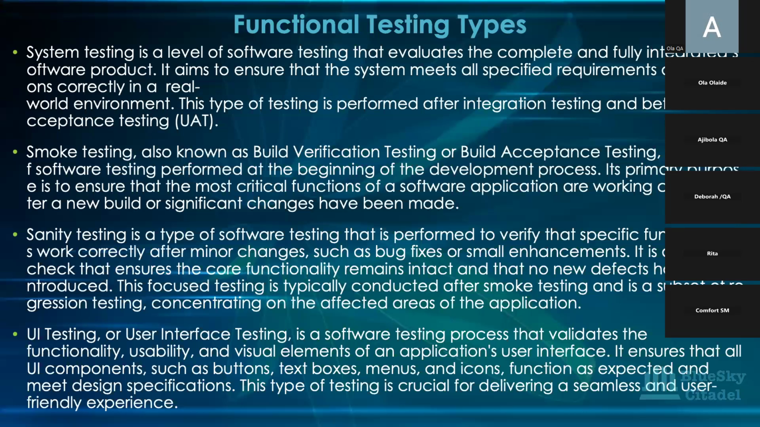So it ensures that all UI components, such as the button, the text box, the menu, the icon, right, function as expected and meet design specification. This is very, very important, especially when you are doing mobile applications. If you've noticed, if you are using iPhone, you'll notice that all iPhone applications kind of have similar text. And if you move to the Android side of things, you find that most Android applications also have similar text by default, unless you customize it yourself.